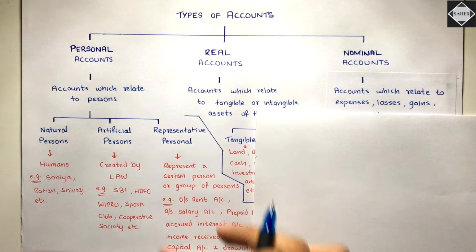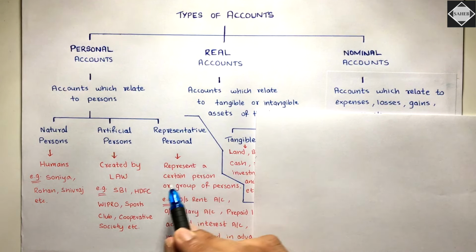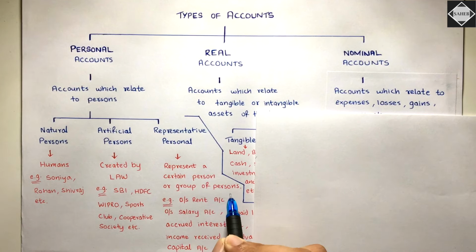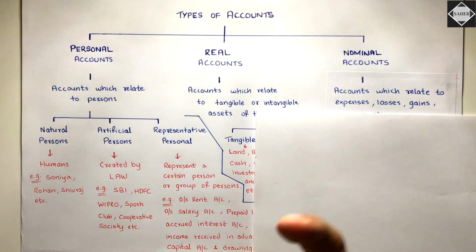Okay, and then we have the representative personal account. Now what is this? An account which represents a certain person or group of persons is called what? A representative personal account. Let's take an example to understand.